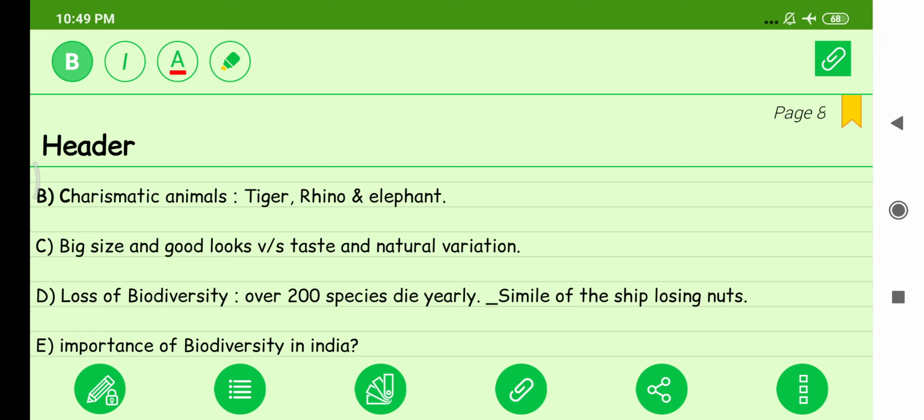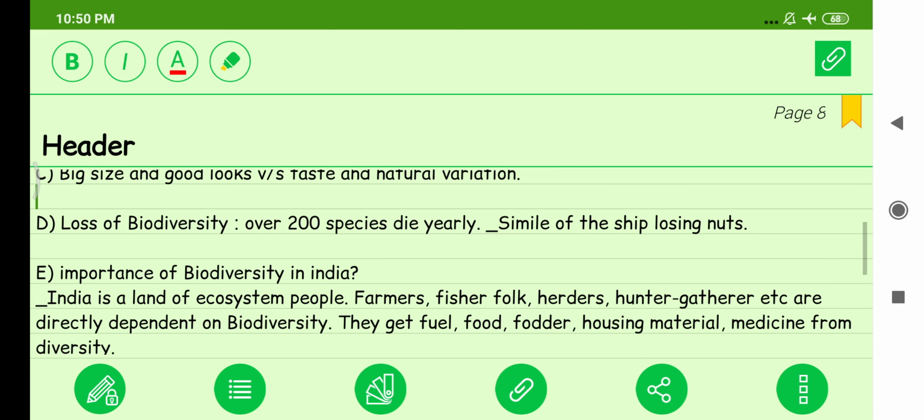So when the size of a vegetable is increased, its taste does not remain the same. So again, they do more harm than good. So this point is explained in the chapter. Next, loss of biodiversity. As I said, this point is also mentioned and discussed in the lesson. As I said, over 200 species die daily.